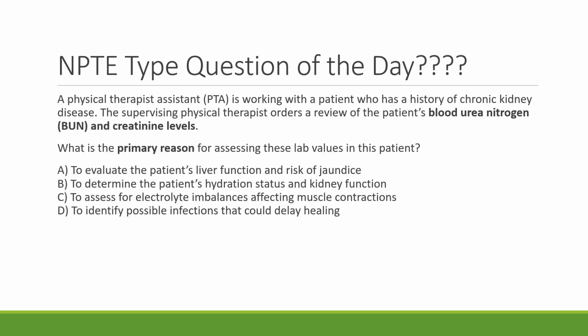Question for the day. A physical therapist assistant is working with a patient who has a history of chronic kidney disease. The supervising physical therapist orders a review of the patient's blood urea nitrogen, or BUN, and creatinine levels. What is the primary reason for assessing these lab values in this patient?